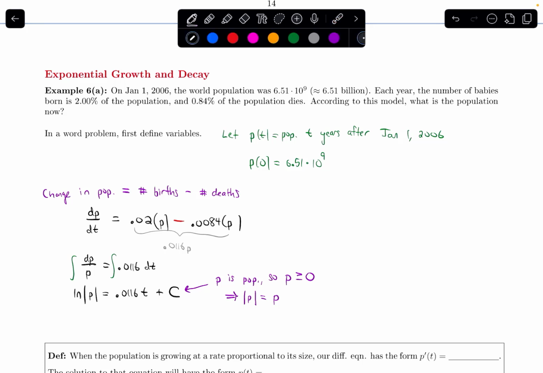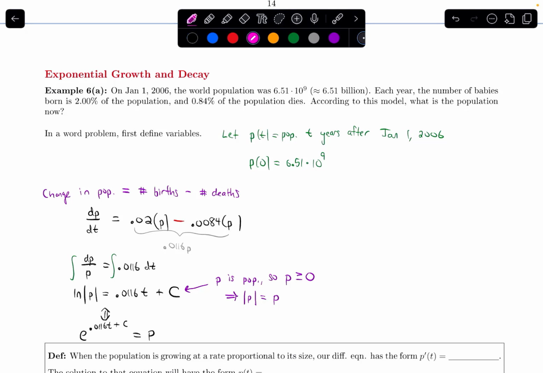So to isolate the P now, I can transform this log equation to exponential form. Remember, the base of ln is e. So when I transform it, I get e to this whole thing power, e to the 0.0116t plus c equals this thing, absolute value of P, which I know is just P on the other side.